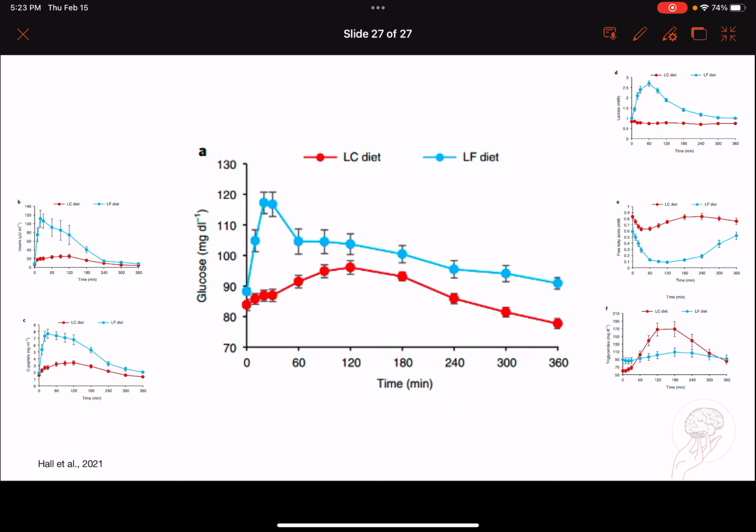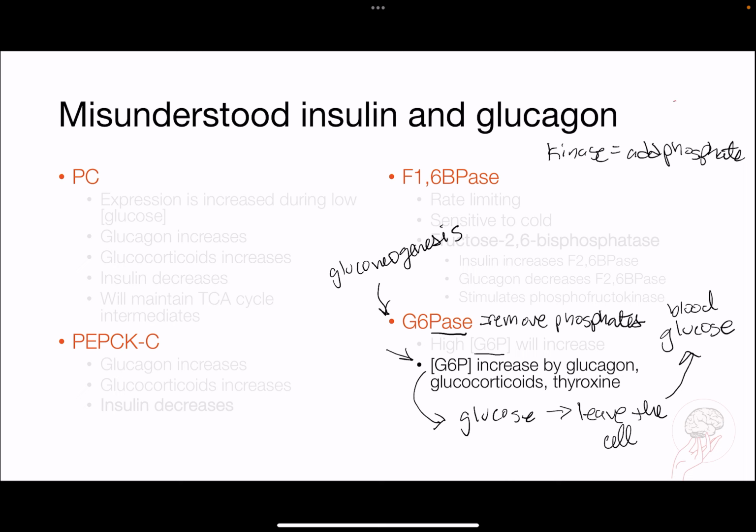If we go back, what this is indicating is that we need insulin.